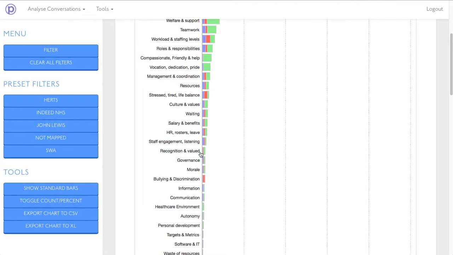Governance. This is about the big rules about how things are done in this organisation, and whether that's good or bad or indifferent. Morale. This is just about how I'm feeling and whether it's good, whether it's bad. Bullying and discrimination, anything to do with I feel intimidated, discriminated against, it's unfair, it's not equal, that sort of stuff. Information, this is, am I getting enough information to do my job? Is the information there or can I find it? That sort of thing. Communication is all about any type of communication between anybody.